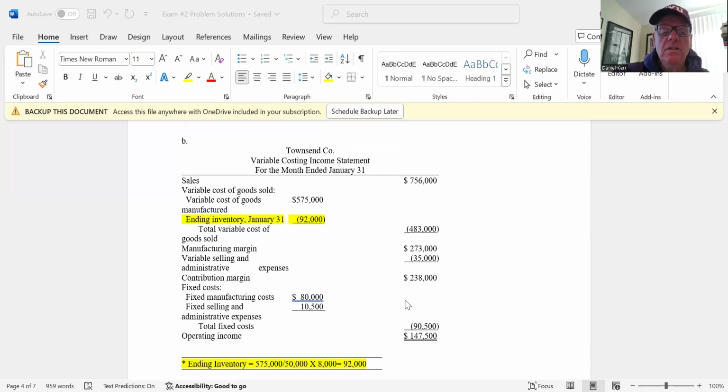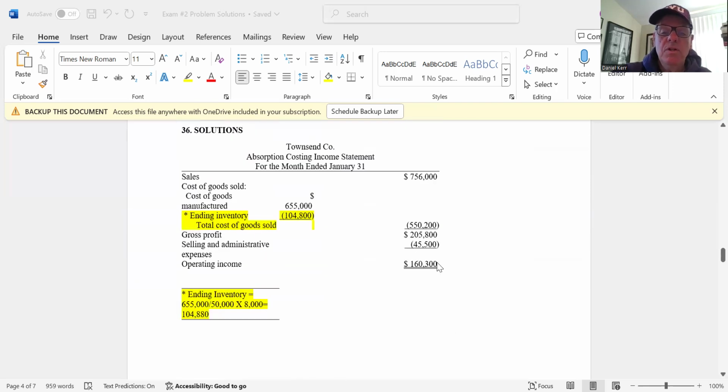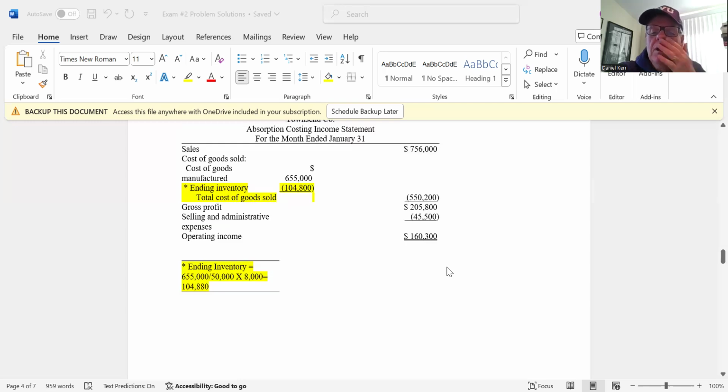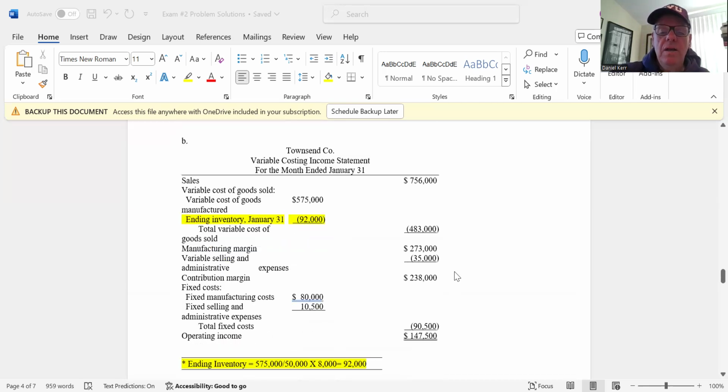Then you subtract out the total fixed costs: fixed manufacturing costs of 80,000 and selling and administrative fixed costs of 10,500, which were all period costs. So your operating income is 147,500, which is less than what you got under absorption costing. The reason it is less is because you manufactured more units than you sold. If you manufacture more units than you sell, absorption costing gives you a higher net income than variable costing, which we saw here.